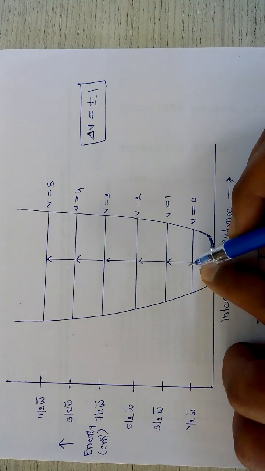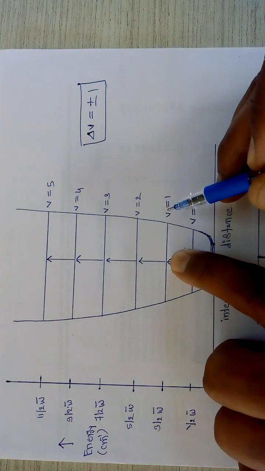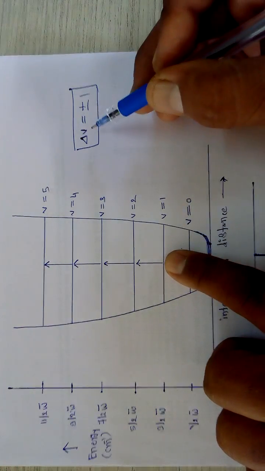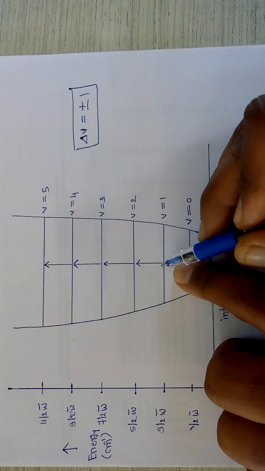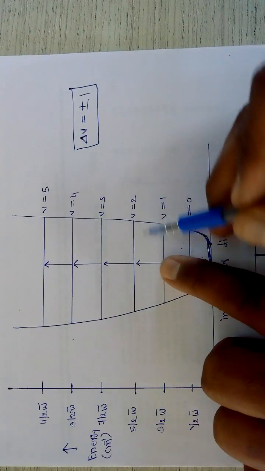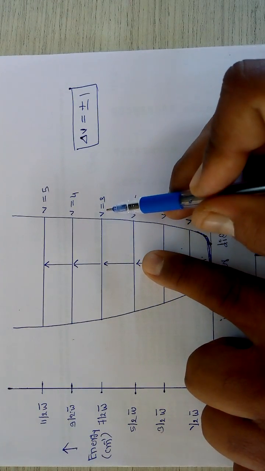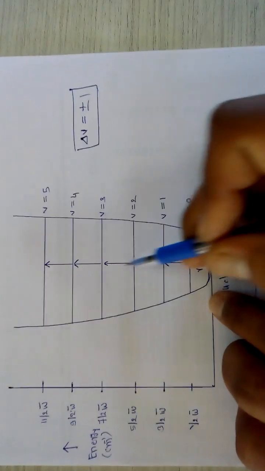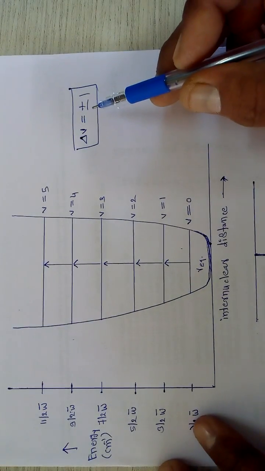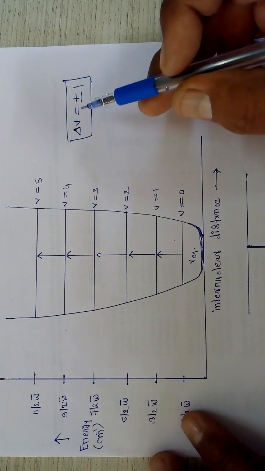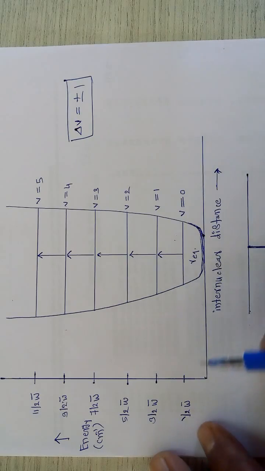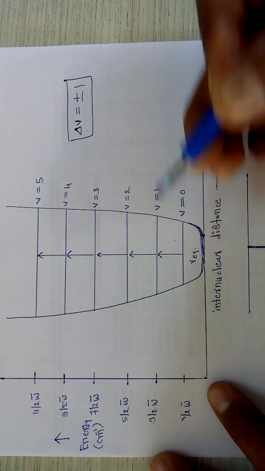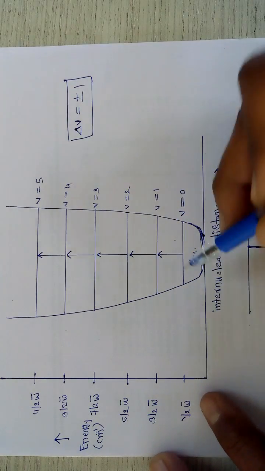Second, if we consider the second transition, V equal to 1 to V equal to 2, again if we apply this selection rule, this transition is also called the allowed transition. The same thing is there for the transition from V equal to 2 to V equal to 3. The same case is there for V equal to 3 to 4 and 4 to 5. So all these transitions are called the allowed transitions by applying the given selection rule. Now these are the different allowed vibrational energy levels and the transitions between them.